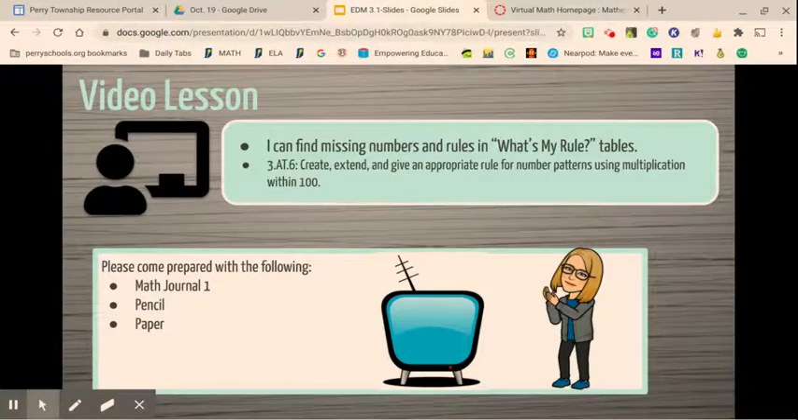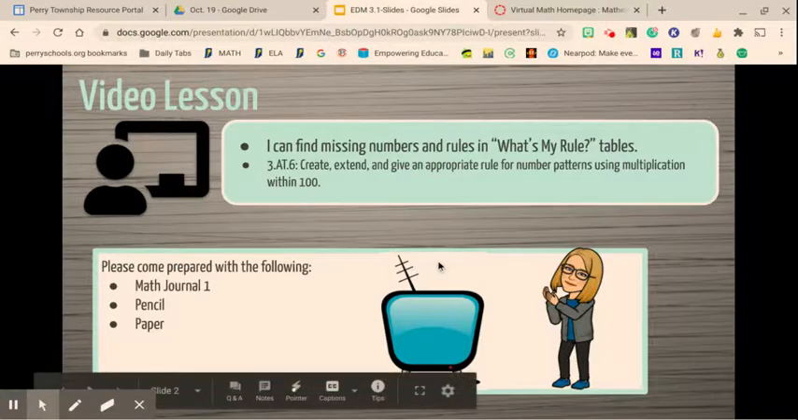So our goal for today is I can find missing numbers and rules in What's My Rules tables. So as you're working through this, you're going to need your math journal, a pencil, and maybe a piece of paper to work on. When you see this page on the video lesson, the link will be on this TV. You'll be able to click on it and watch the video.